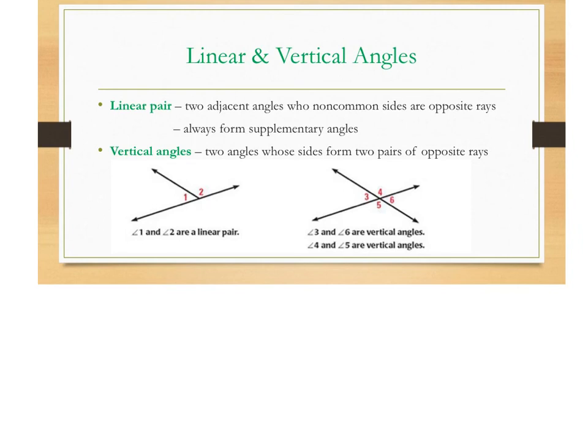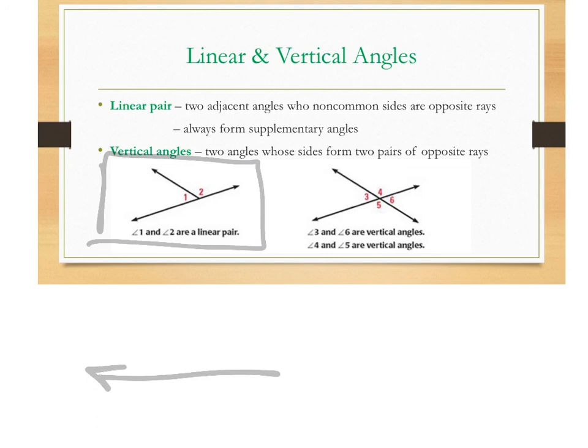So right here is the picture of the linear pair. Again, it says two adjacent angles, so two angles that are side by side, whose non-common sides are opposite rays. So here would be the opposite rays. And then the common side is here. And notice both of the angles are sitting here on your straight line, and they're supplements.